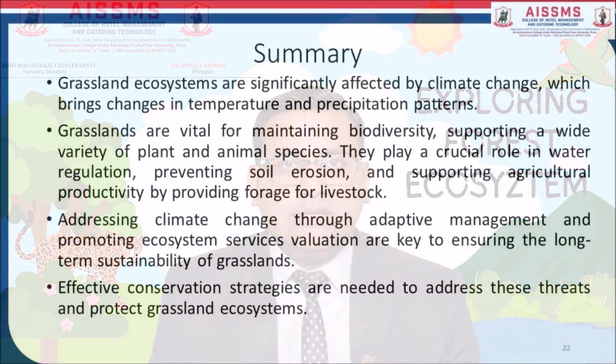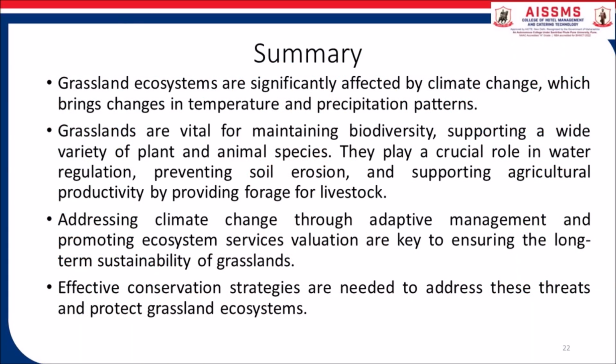Grassland ecosystems are significantly affected by climate change, which brings changes in temperature and precipitation patterns. Grasslands are vital for maintaining biodiversity, supporting a wide variety of plant and animal species. They play a very crucial role in water regulation, preventing soil erosion, and supporting agricultural productivity by providing forage for livestock. Addressing climate change through adaptive management and promoting ecosystem services valuation are key to ensuring the long-term sustainability of grassland.